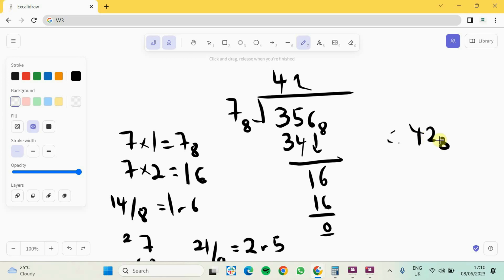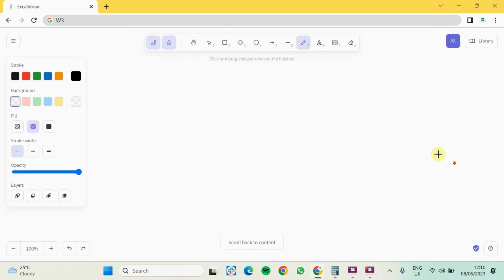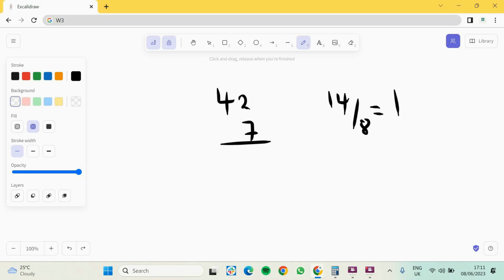Let's just confirm. If I multiply 42 by 7 in base 8, I should be able to find the answer. 2 times 7 is 14. So 14 divided by 8, right? That was 1 remainder 6. So I'll drop the 6 and carry over the 1. 4 times 7 is 28 plus 1, that is 29.